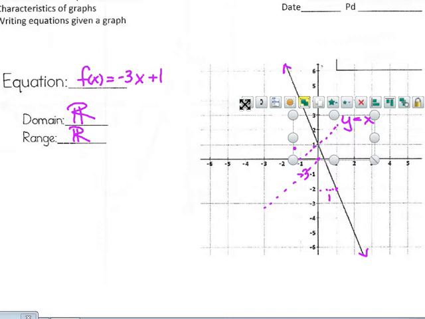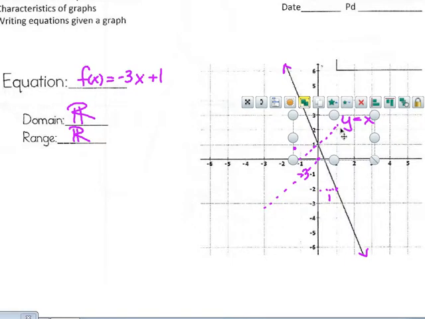What else happened? It definitely reflected. Which way did it reflect? Over the x-axis or the y-axis? Aha! Big question here. I kind of see it reflecting over the y-axis, but maybe it's over the x-axis. You know what? Actually, in this case, it doesn't matter. Either one works.